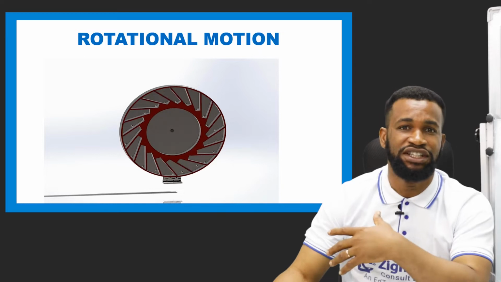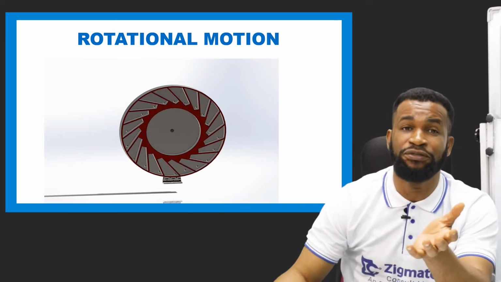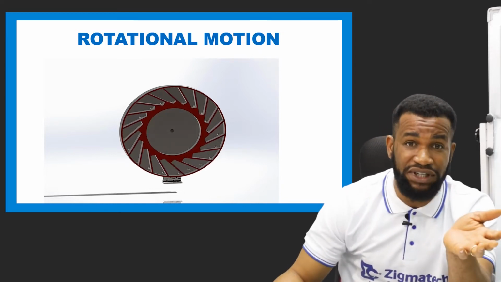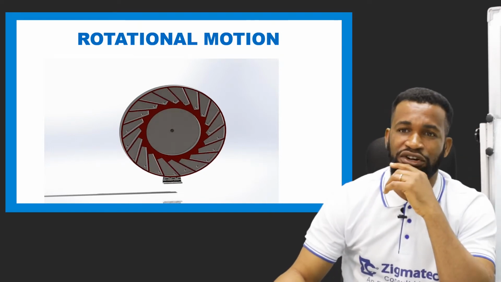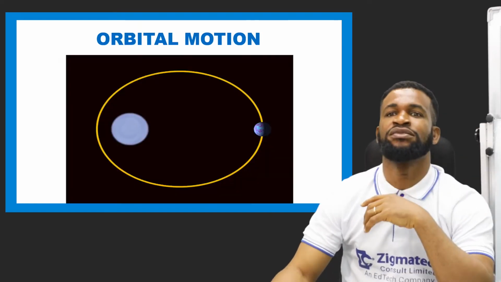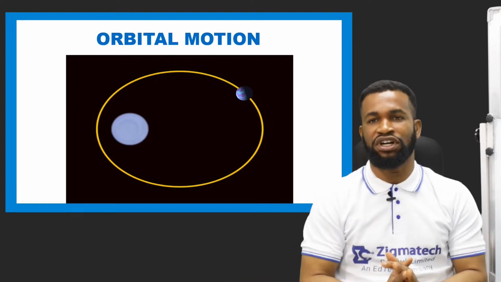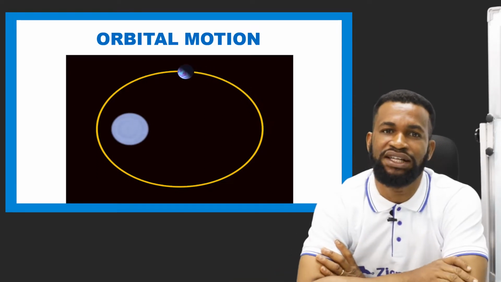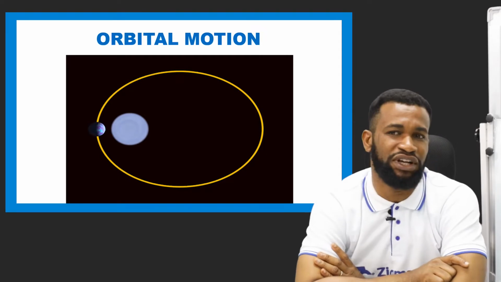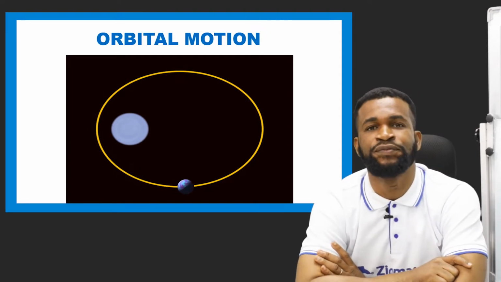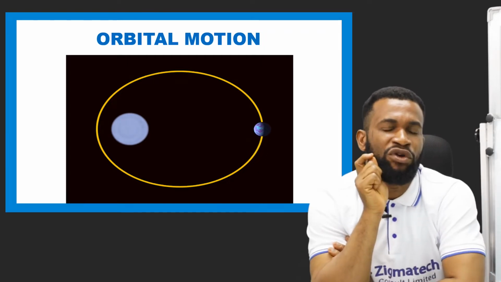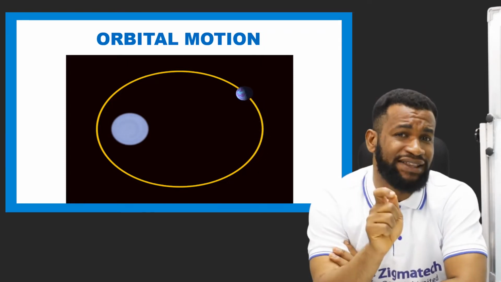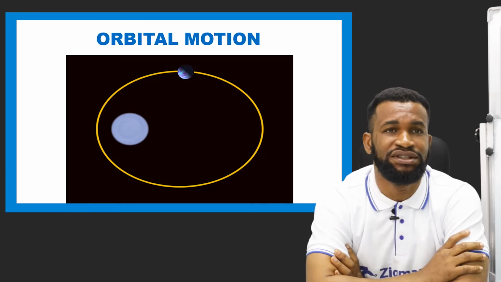Examples of such rotation are the fan blade, the wheel of a car or a bicycle, and many other kinds of motion. Now, orbital motion. When we talk about orbital motion, we are looking at a moving body, for example, the Earth or the Moon, such that the body is moving on a given path. That path is called the orbit.